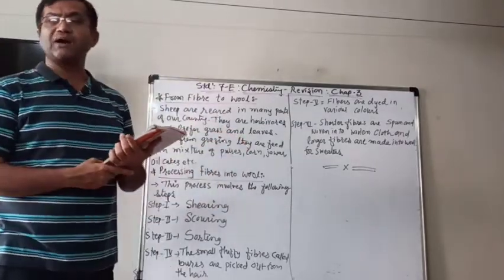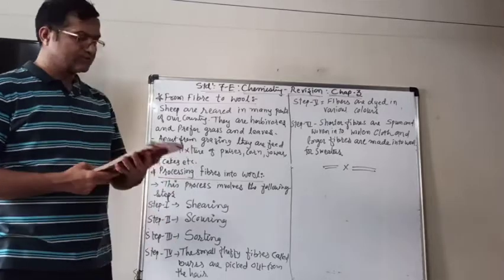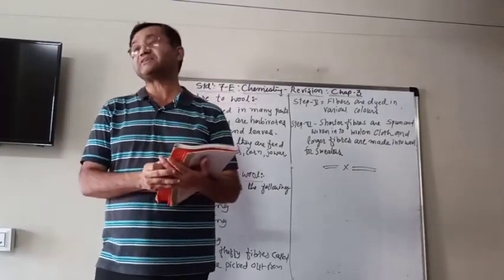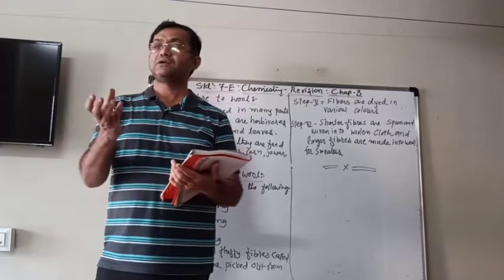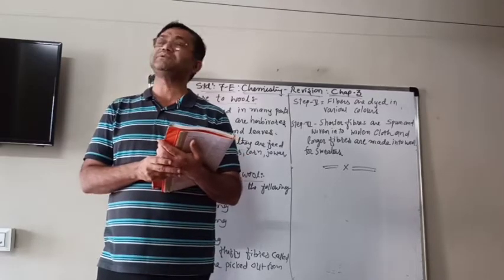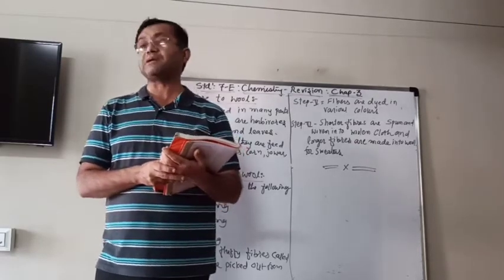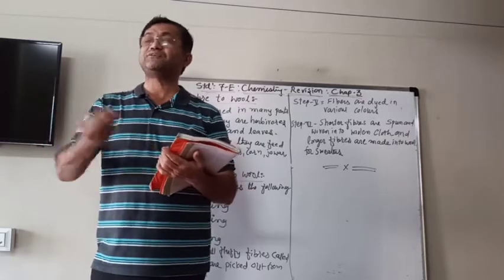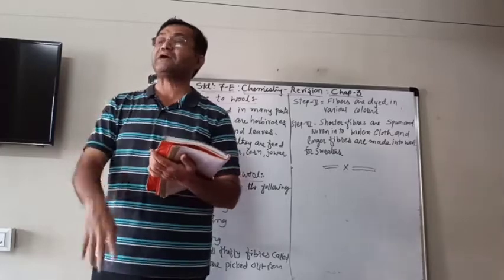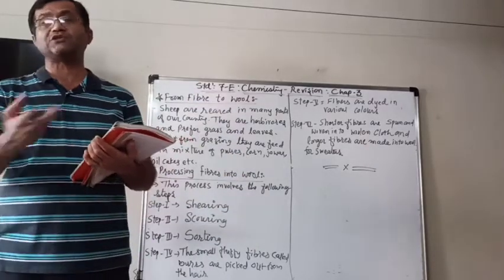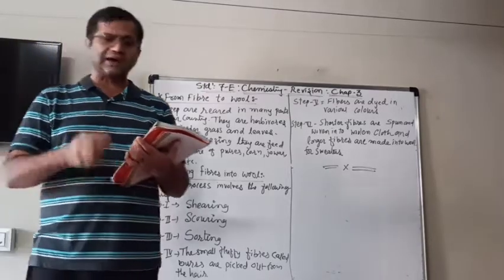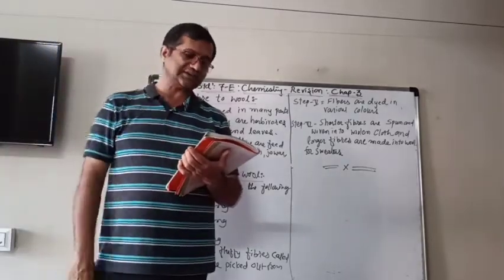Then step number 5. In step 5, what do they do? The fiber can be dyed in various colors, because the colors of the fiber we get from different animals will not be the same. There will be some difference in shade, and therefore they are dyed in the various colors that we need. We know that sweaters, shawls, etc. are of different colors. So they are dyed in various colors.